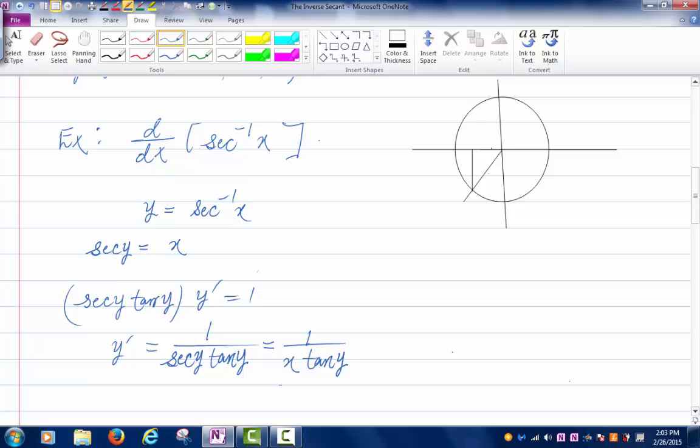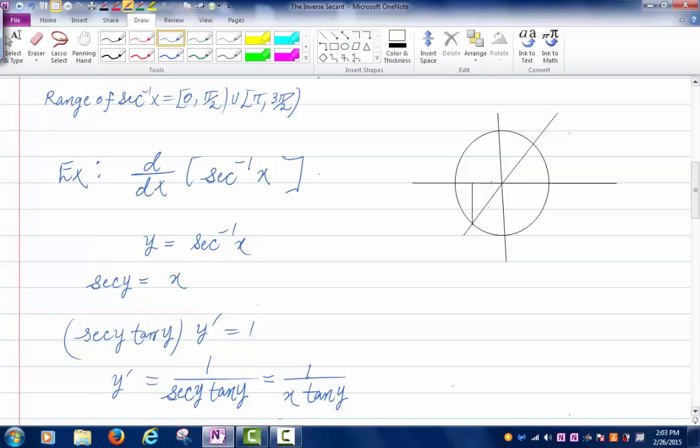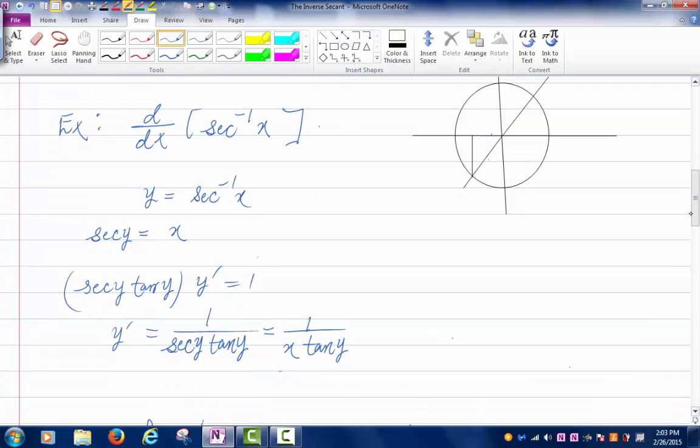So there are two possibilities, right? By the way, let's see how much trigonometry you remember. If x is positive, remember, what is y? Y is secant inverse of x. So y is an angle. Secant inverse of x is giving you an angle where? What's the range for secant inverse? 0 to pi over 2, and pi to 3 pi over 2. So secant inverse of x is giving you an angle either in the first quadrant or in the third quadrant.